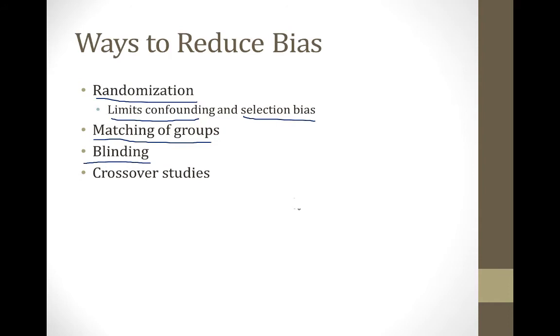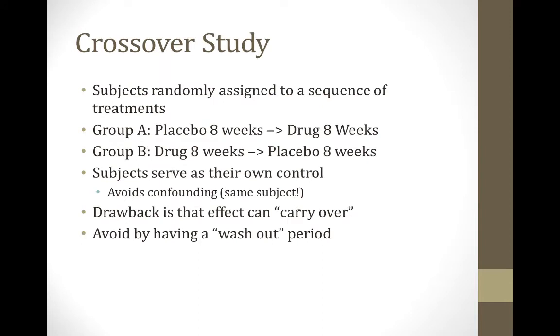And then one special way to reduce bias is to do something called a crossover study. So a crossover study is when subjects are randomly assigned to a sequence of treatments. So for example, Group A might get a placebo for 8 weeks followed by the drug for 8 weeks, and Group B might get the drug first and then the placebo. And when you do this, the subjects can serve as their own control, and this can avoid confounding because you're using the same subject to compare to itself.